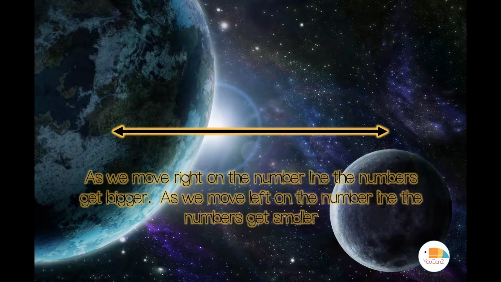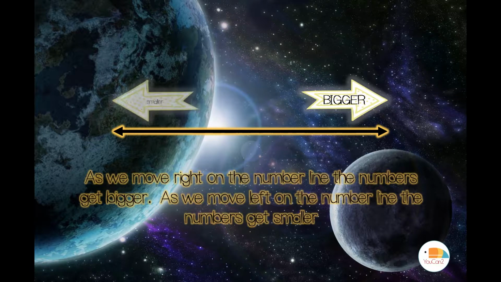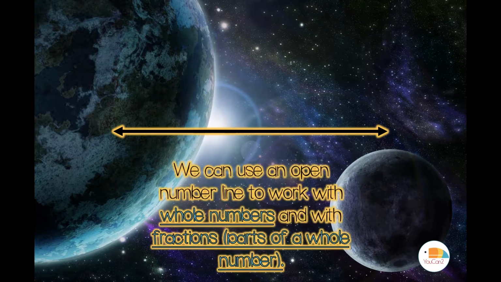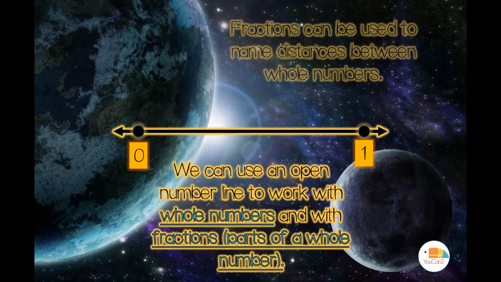All the numbers that are going to the right on your number line are getting bigger. And as the numbers move to the left on your number line, the numbers are getting smaller. The exciting thing about a number line is we can use it to show whole numbers, but we can also use it to show fractions or parts of a whole number. When we use an open number line to show fractions, we're talking about the distance between our whole numbers.